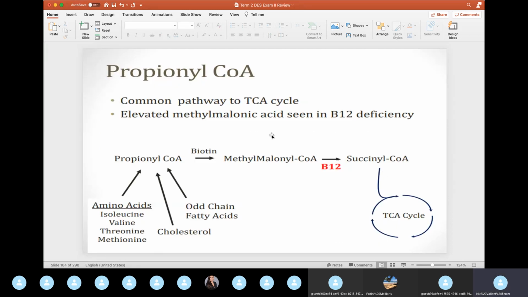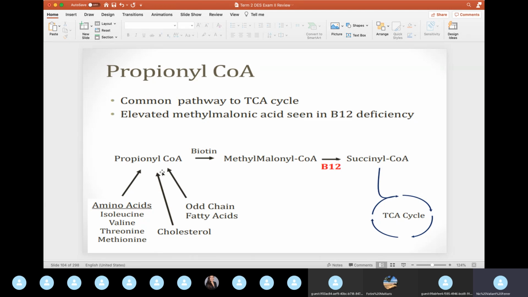Again, propionyl CoA. We're talking about propionyl CoA. Why? Because most amino acids can be converted to propionyl CoA. Cholesterol and odd chain fatty acids are converted to propionyl CoA to become succinyl CoA so that it can be metabolized in your TCA cycle. It can be used as a substrate for your TCA cycle.